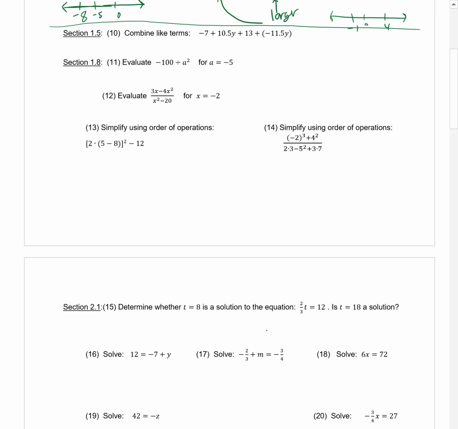So how about section 1.5 here, number 10? There's only one problem, and I think it's because if you know how to do this one, then you'll know how to do any of these problems. They're all kind of the same. Looking at what we have, I see that there are only 2 terms here that don't have a variable attached. Other than the -7 and the 13, the other 2 terms have a variable attached. But the -7 and the 13, I can combine those to make 6.